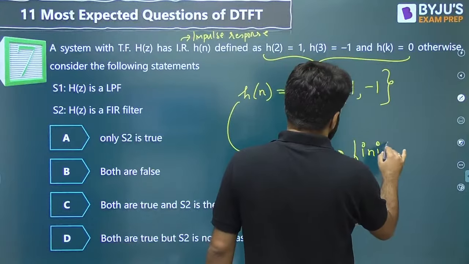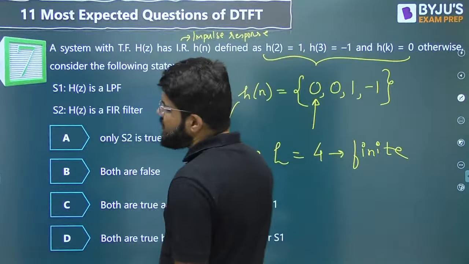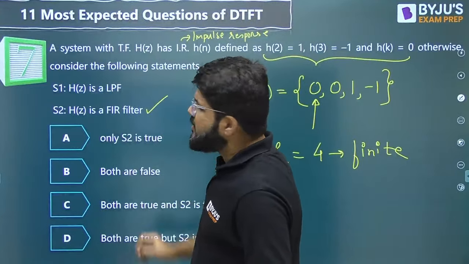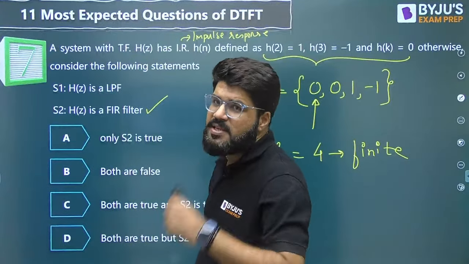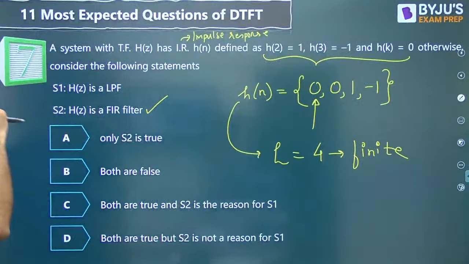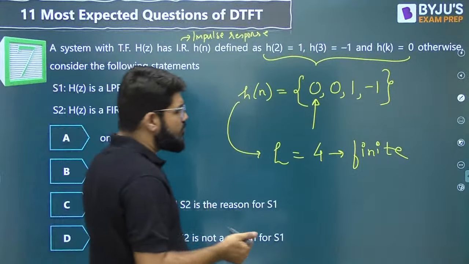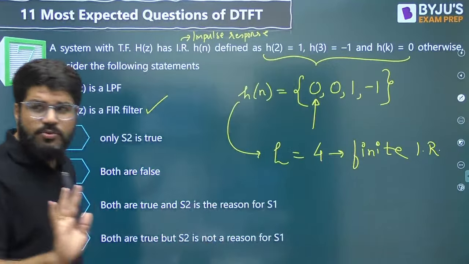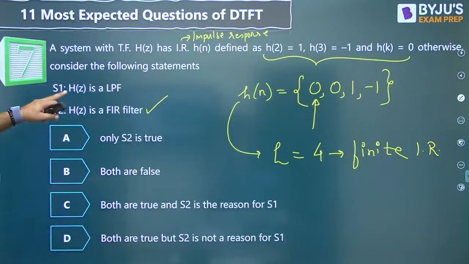And whenever the impulse response is finite in nature, very basic definition you should know, such a filter is a FIR filter, finite impulse response. The length is 4, you have a finite impulse response. So statement number 2 is very correct. But whether it is an LPF, LPF means low pass filter.